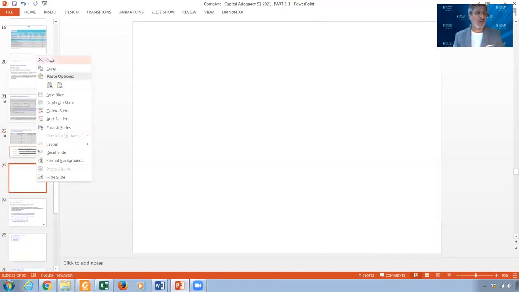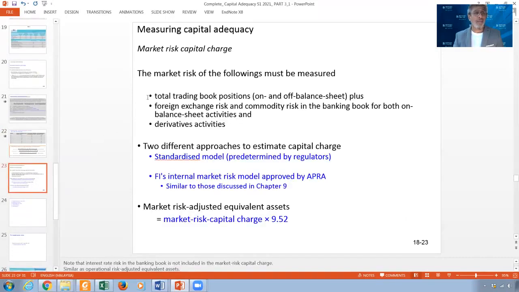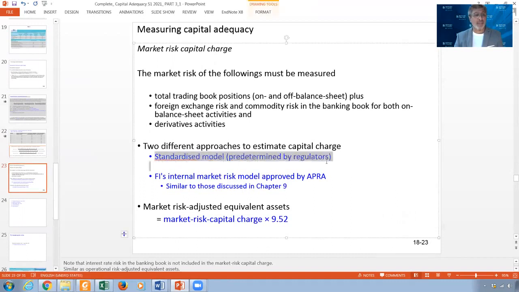Now, let me go to the market risk. Now, the market risk is a big issue, actually. We have two different approaches. We call the standardized model, predetermined by regulators, and we have to use tables, or what we call the internal market risk, which we will discuss in part 4 after we finish part 3. Now, please understand that what we are calculating here is the standardized model. Now, when we talk about market risk, we are talking about the trading. And the trading is the trading book.